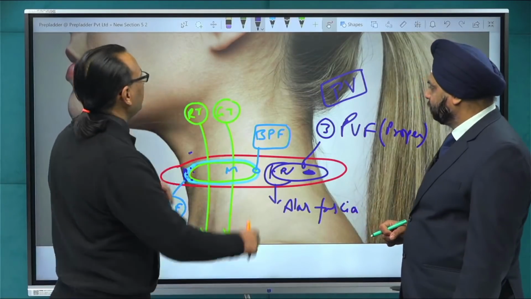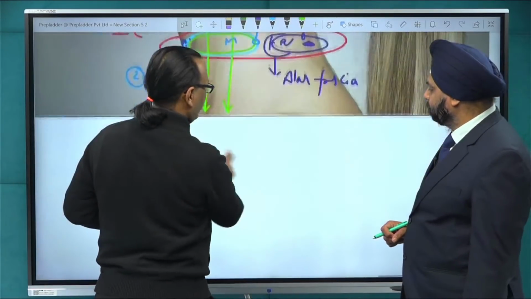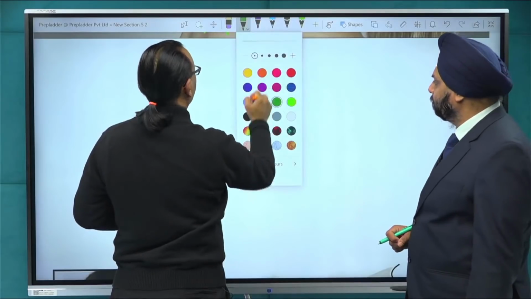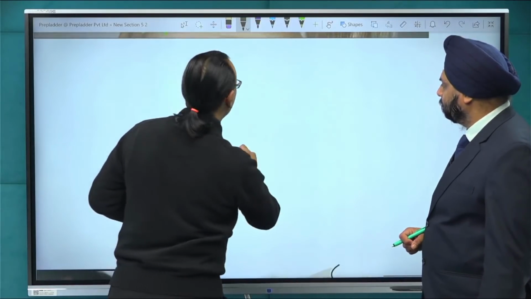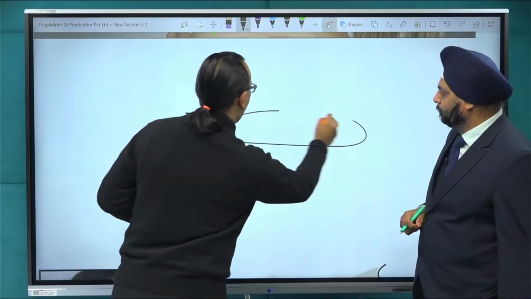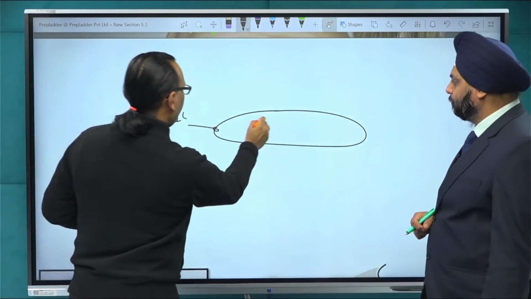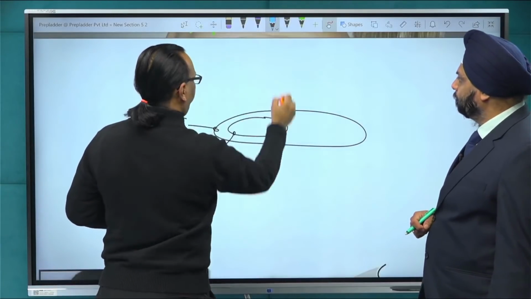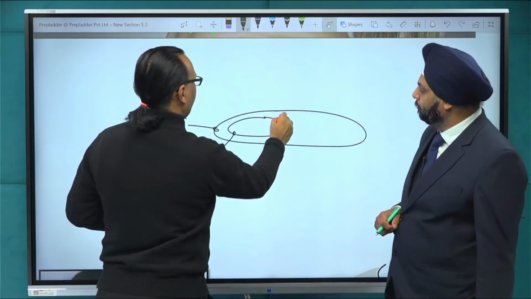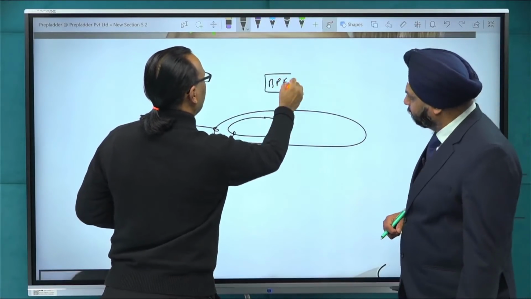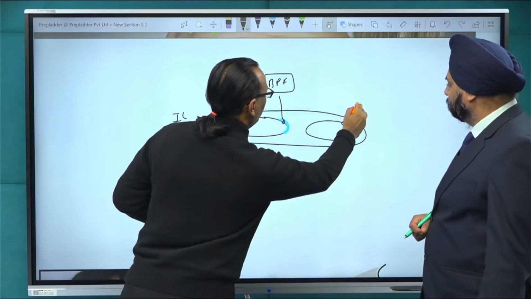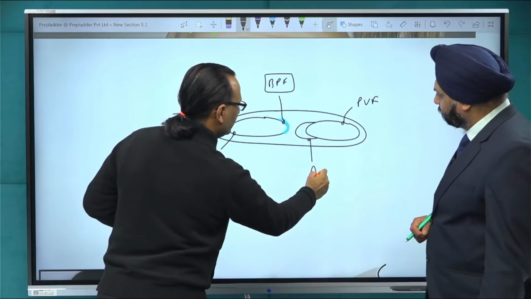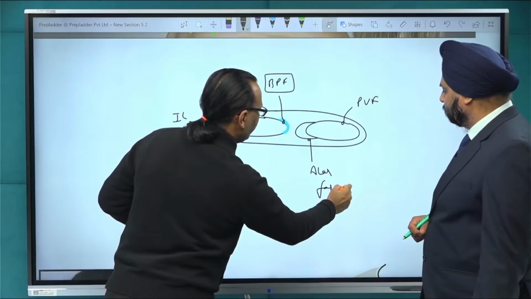Sir, let me draw a diagram in a simplistic way. We are telling that there is one investing layer of deep cervical fascia. And then there is the pretracheal fascia, which was modified posteriorly so that we were calling it the buccopharyngeal fascia. And then we have this prevertebral fascia which split so that we could have one alar fascia. So three fascia and three spaces basically.